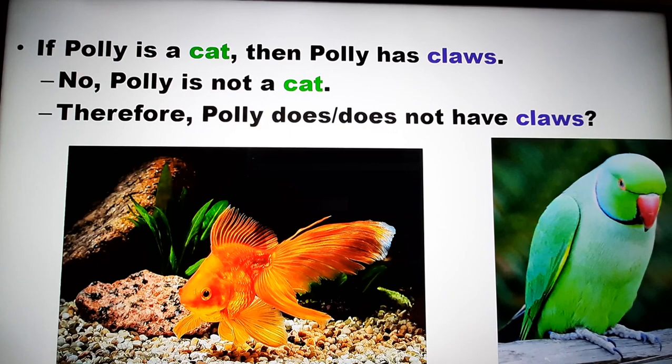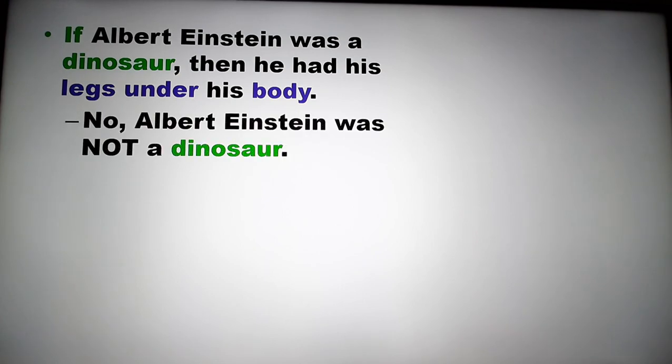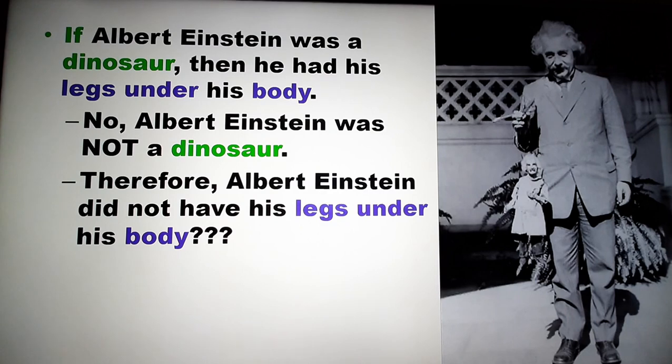Let me give you sort of an amusing example of that. If Albert Einstein was a dinosaur, then he had his legs under his body. Antecedent dinosaur, consequent legs under body. And that's correct. Obviously, Albert Einstein was not a dinosaur. Does that therefore prove that Albert Einstein did not have his legs under his body? Well, obviously not, because dinosaurs are not the only creatures that have their legs under their body.